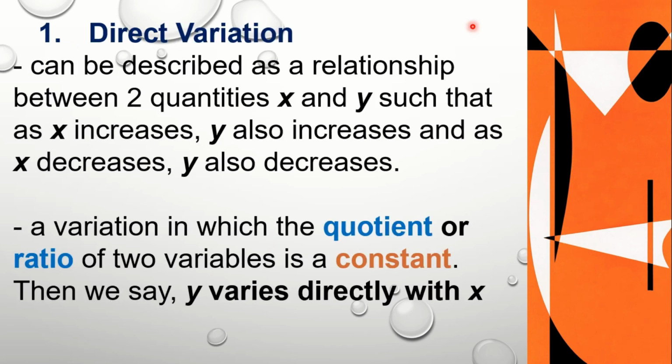We have here now the first type of variation. It is the direct variation. It can be described as a relationship between two quantities, x and y, such that as x increases, y also increases, and as x decreases, y also decreases. So it is also a variation in which the quotient or ratio of two variables is constant. Then we say y varies directly with x.